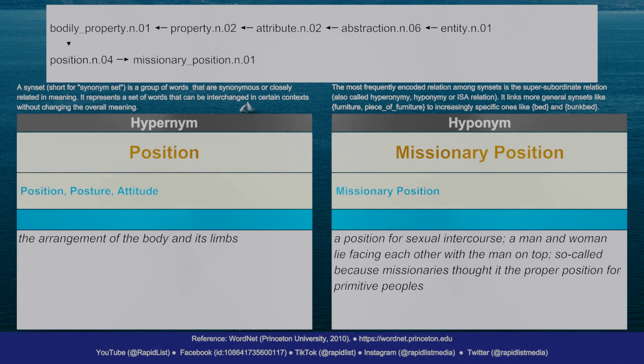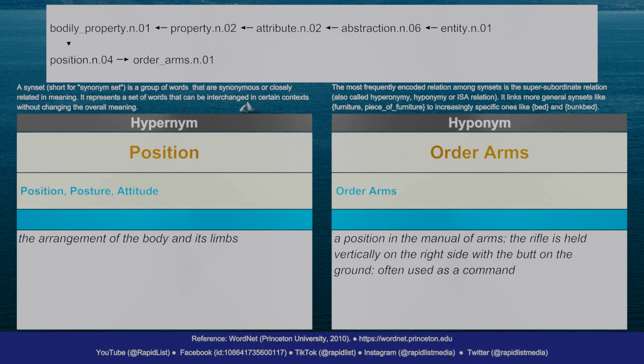Missionary position. A position for sexual intercourse, a man and woman lie facing each other with the man on top, so called because missionaries thought it the proper position for primitive peoples. Order arms. A position in the manual of arms, the rifle is held vertically on the right side with the butt on the ground, often used as a command.